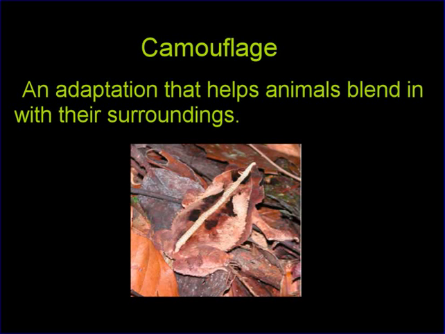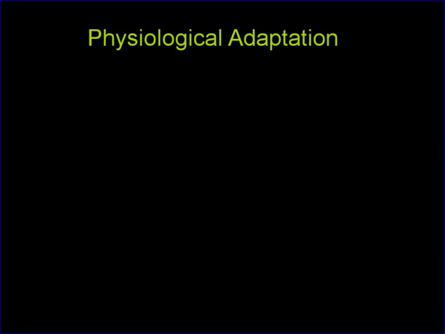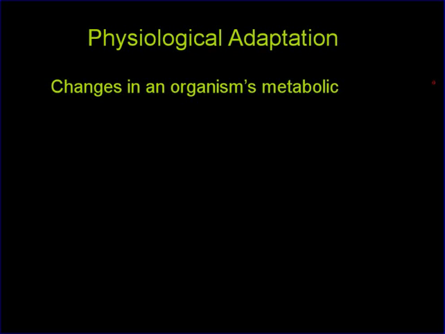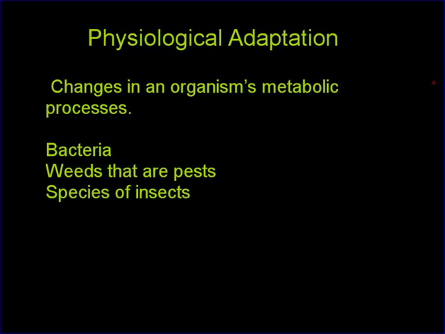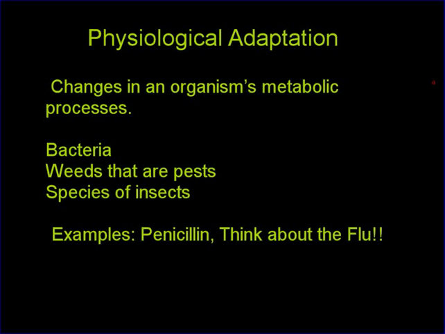Alright, so sometimes you can have a physiological adaptation, and that would be changes in an organism's metabolic processes. That would be something like bacteria, weeds that are pests, and species of insects. Examples would be penicillin. You can think about the flu. With penicillin, we know that for some people that take it, it doesn't actually work for them anymore.